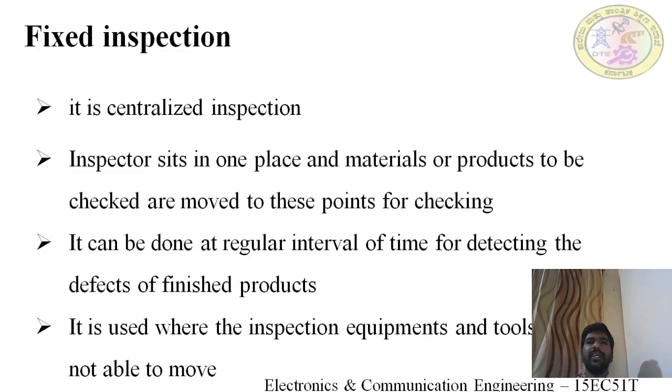Examples are X-ray, MRI scan and CT scan. For all these things we have to go to a particular place, take the testing there and get the test report. This kind of testing we call a fixed inspection. It is a centralized inspection. The inspector sits in one place and the material or product to be checked is moved to those points. It can be done at regular intervals of time to detect defects. It is used where the inspection equipment and tools are not able to move. This is an example for the fixed inspection.